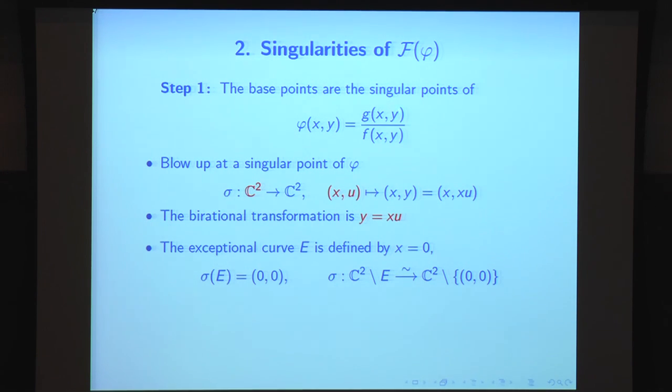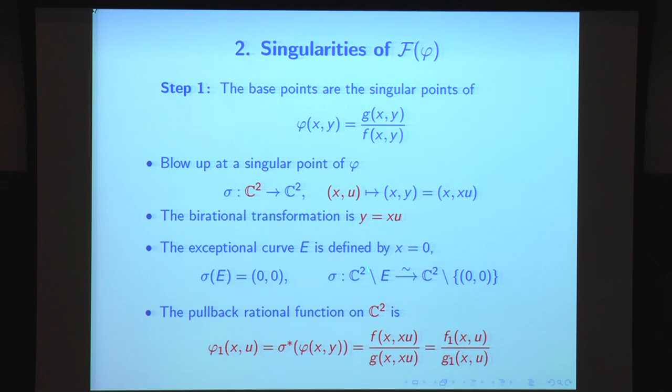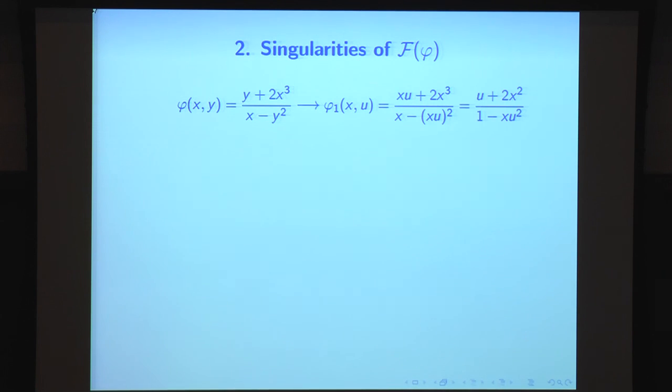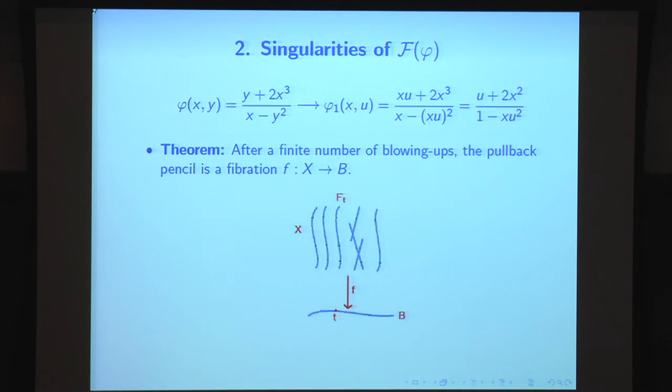The resolution of the base points is done using the birational transformation called blowing up from C2 to C2, defined like this. So consider the pullback: from this rational function, we get a Lefschetz-type rational function here on the red surface. This is the picture, an example of getting the rational function. Finally, we get a fibration.